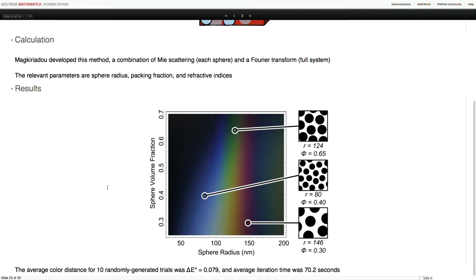And I get results. I see that the colors that I'm generating are fairly darker, and I think this is because the interfaces are more complicated and more likely to destructively interfere than they are to constructively interfere. But on average, my color distance is 0.08, so not bad, especially because I see that I'm lacking a lot of bright colors. And my iteration time was a little over a minute for each iteration.